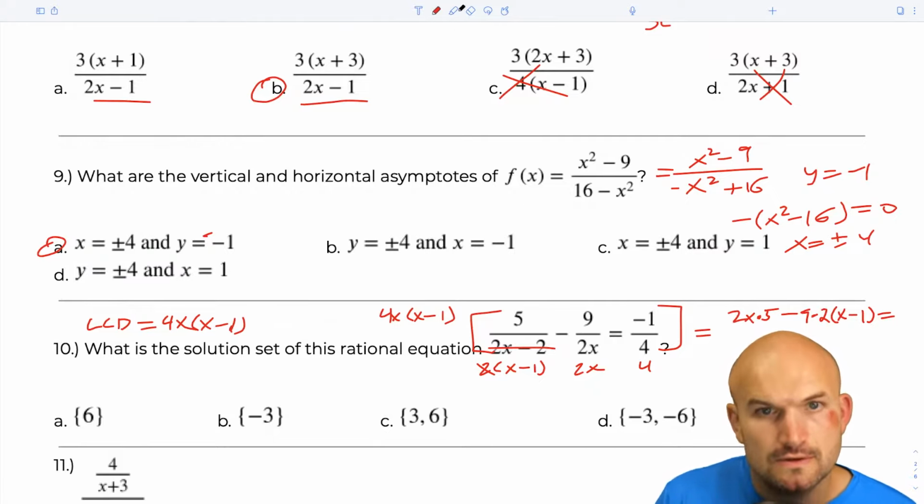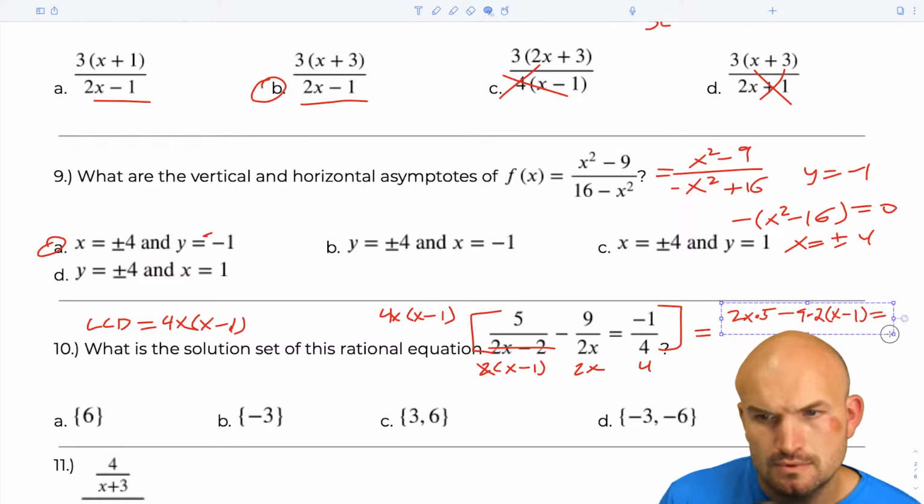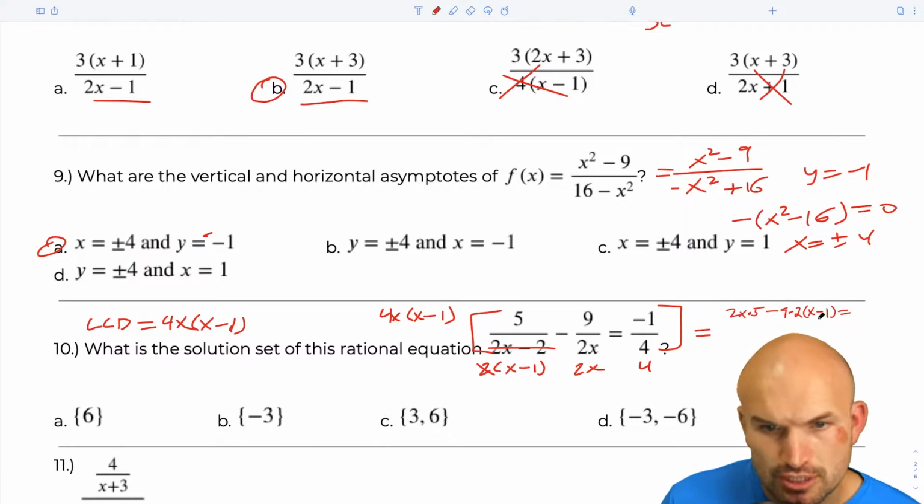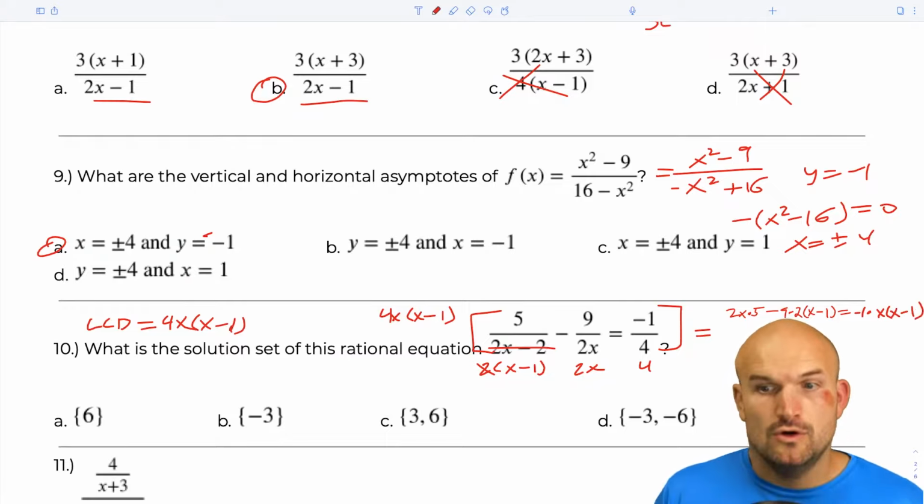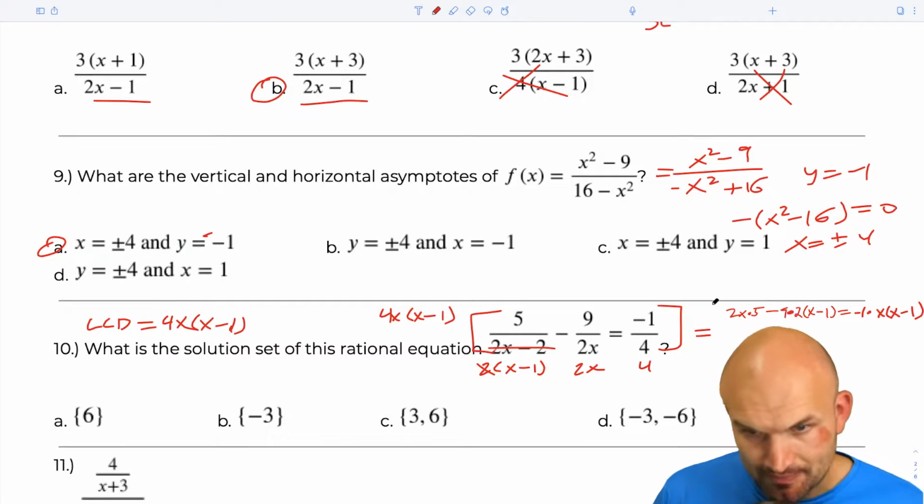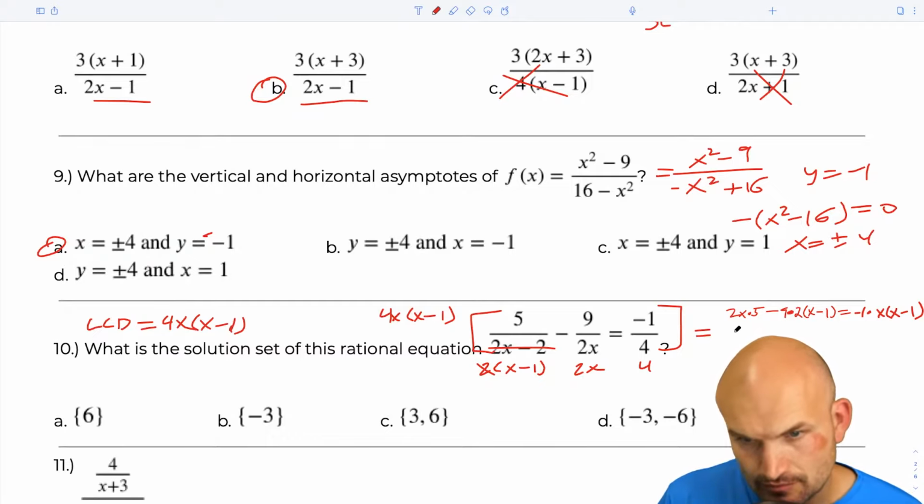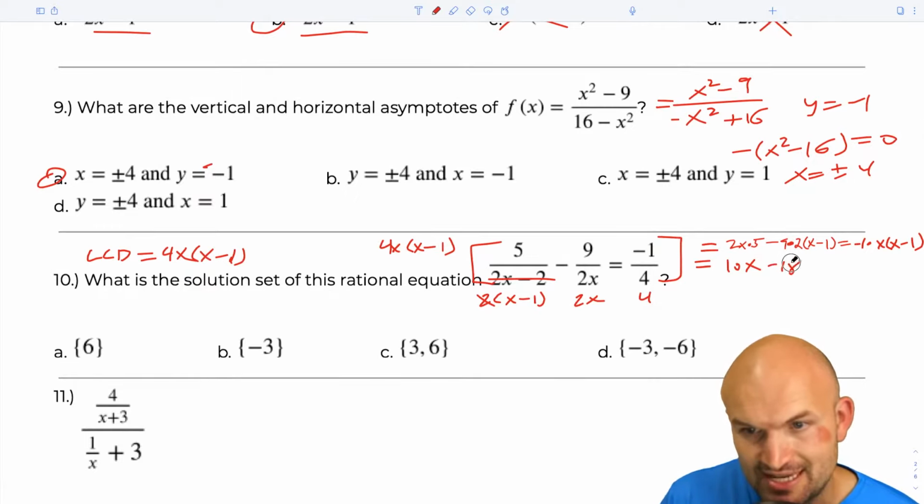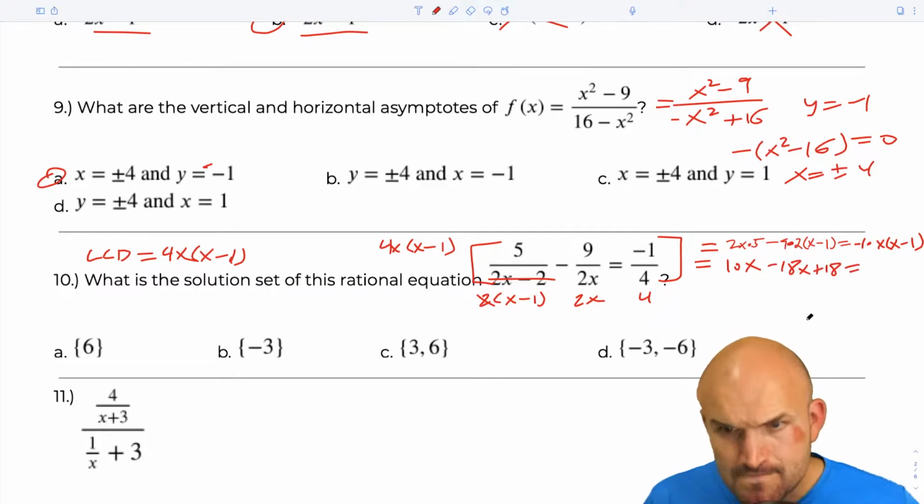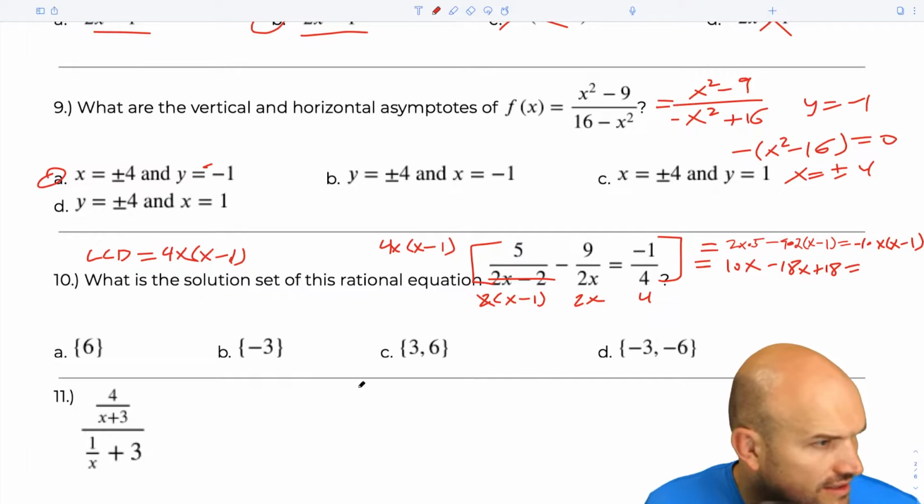I'm running out of space. Let's shrink that thing. The 4 will divide out, so that's going to leave me with negative 1 times x times x minus 1. Whew. All right, so let's go ahead and simplify. That's a multiply. So therefore, this is a 10x. I apologize for my work. I'm not trying to do the most mathematical work. I'm just trying to figure this out. So this is a negative 18x, and this would be a positive 18. And this becomes, did I already have the x squared? x squared.